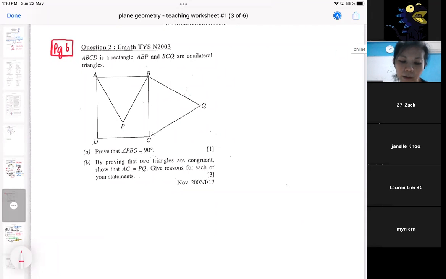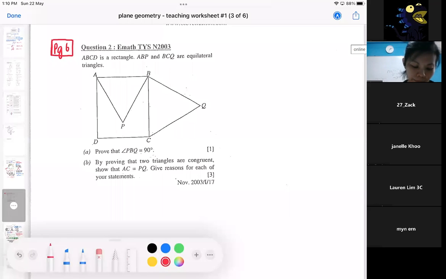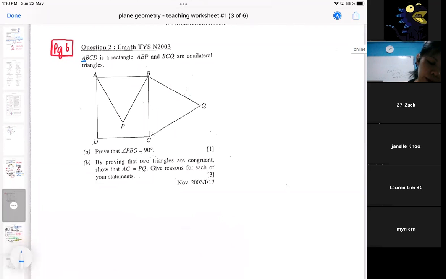Okay, so this question is a plain question on congruency, if you realize. And then they give you only 1 mark to prove an angle which is 90 degrees. So like what I mentioned last week, when you start a question, don't be so eager. Try to put the information first. So for me, I'll put the information, the rectangle information.